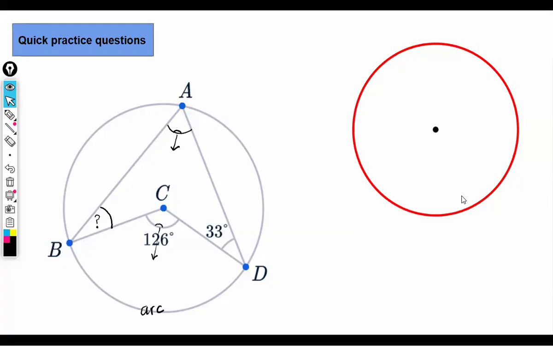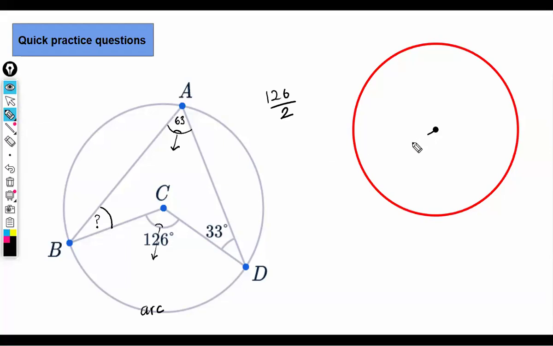Remember, the one at the center is twice as large as the one at the circumference. So A is supposed to be half of 126. The one at the center is the one that's twice as large. So if you take 126 and divide it by 2, right? A lot of people are telling me it's 63. Make sure you understand how I got the 63. I just took the 126 and divided by 2. The one at the center is twice as large. Okay? But we're far from finishing, right?